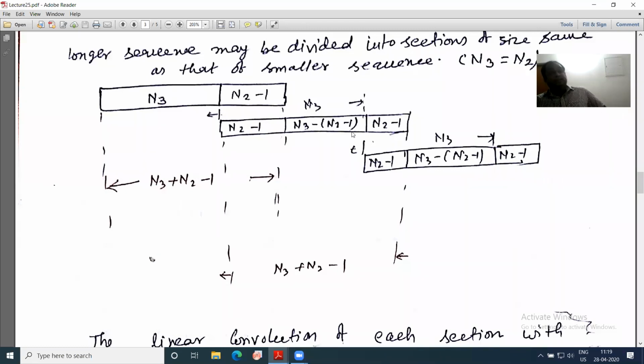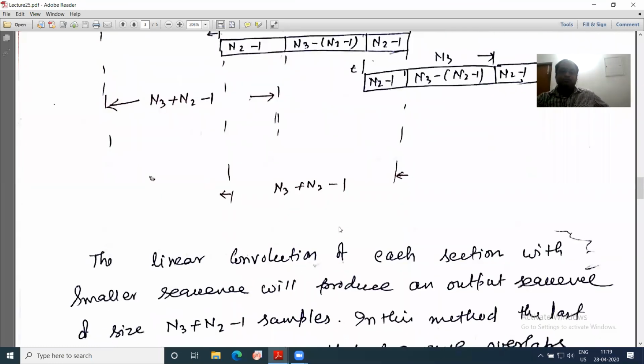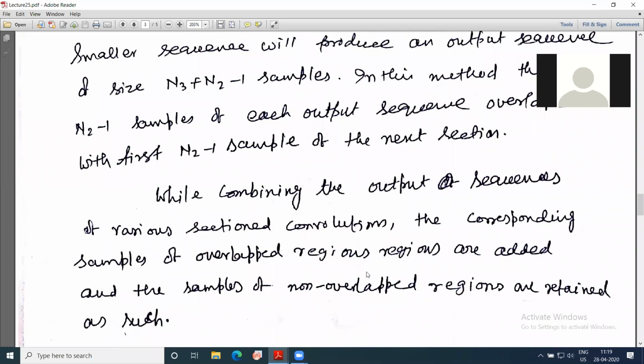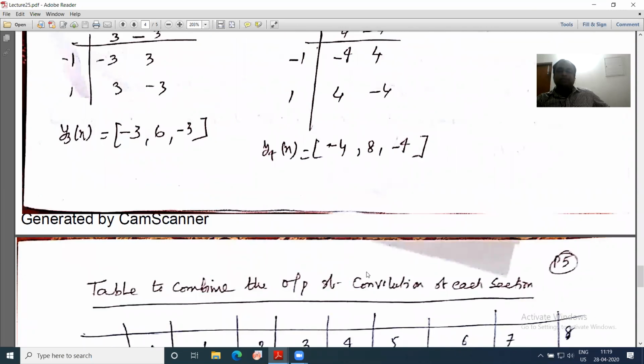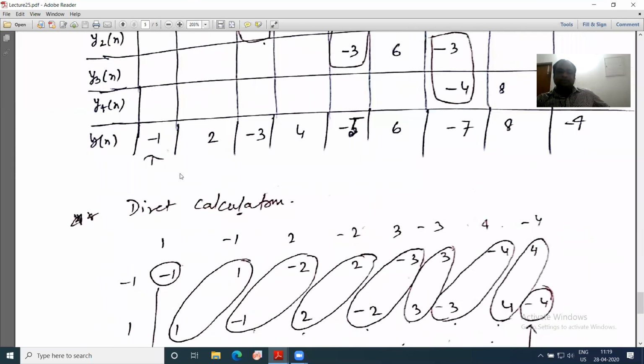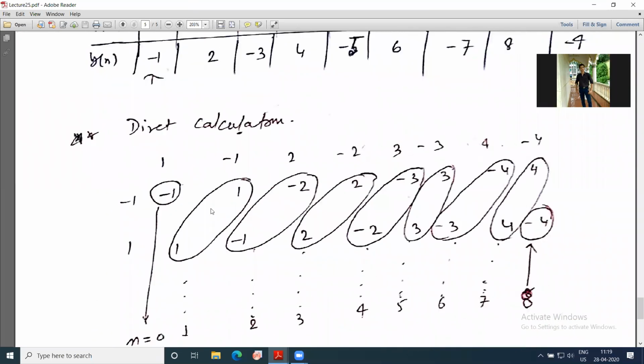Agreed? But this is in case of linear convolution. Two sequences could have different length. In linear convolution, two sequences could have different length also. See, this sequence is a direct convolution, this is the length, and this length is different. This length is 2, this length is 8. So in linear convolution, two sequences could have different length.